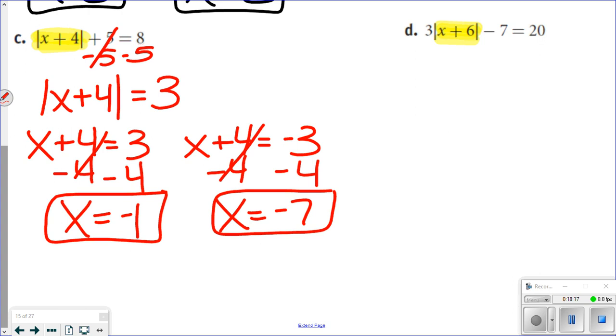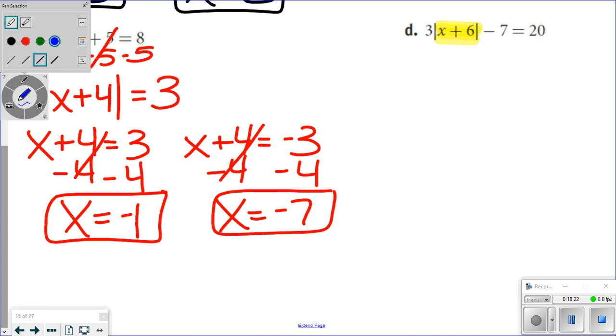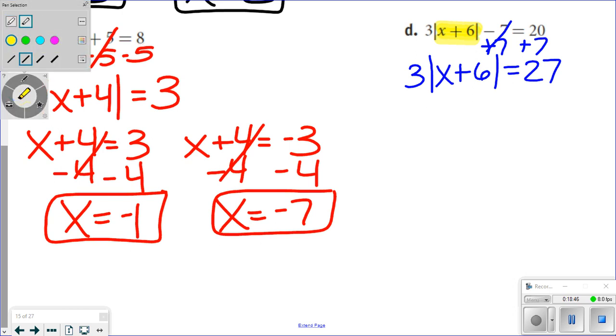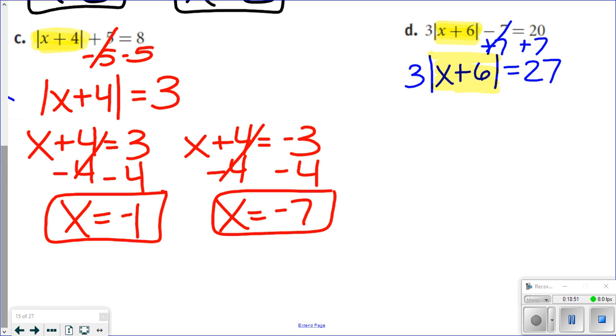All right, question D. Let's get rid of this 7 first. So let's add 7 to both sides. So I have 3, the absolute value of x plus 6 equals 27. Now what do we do? Pause the video and finish it. I think you know. It needs to get this all by itself. So divide by 3.